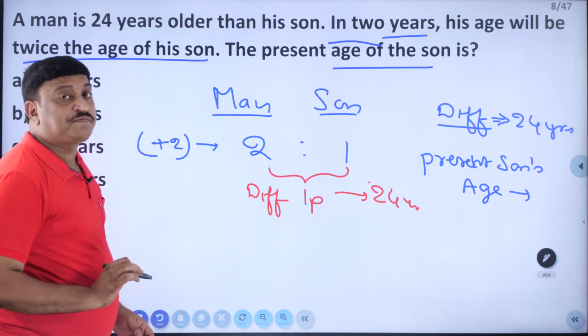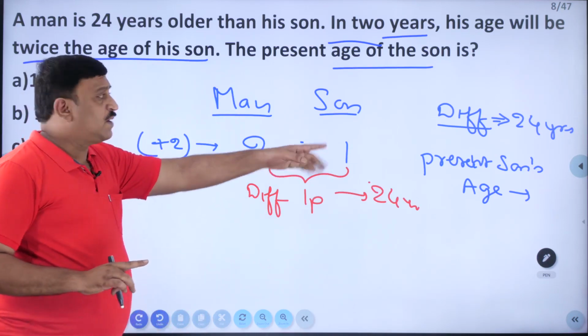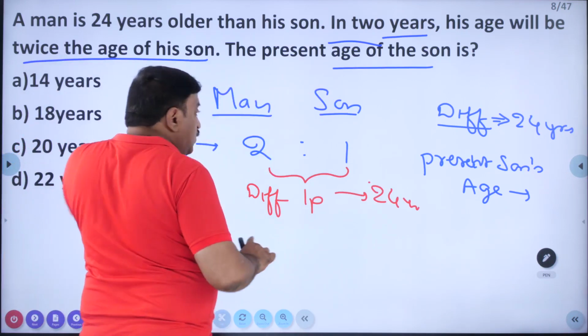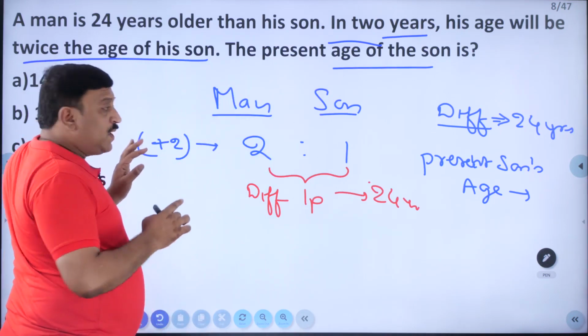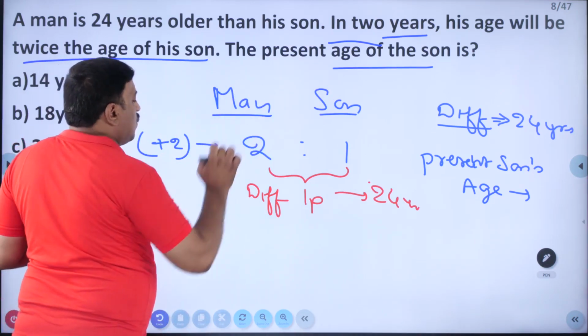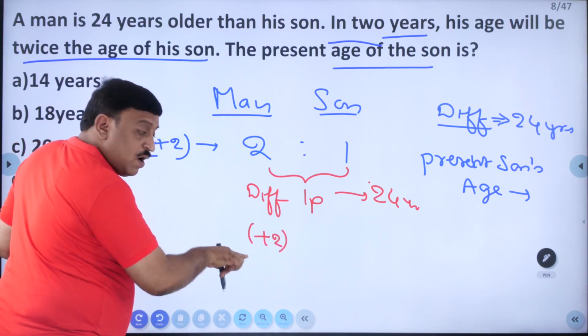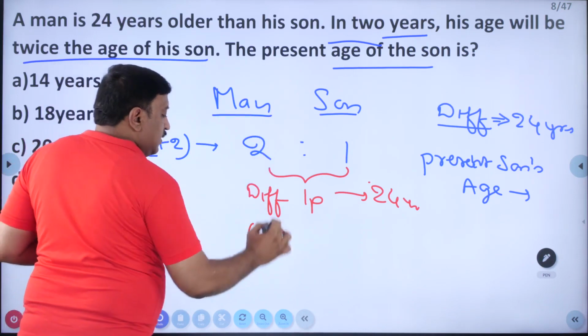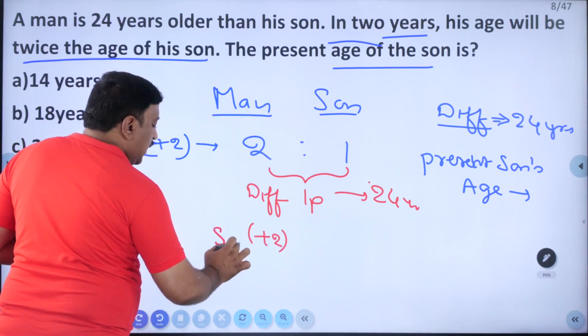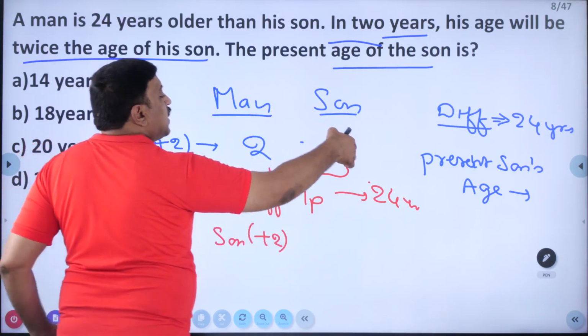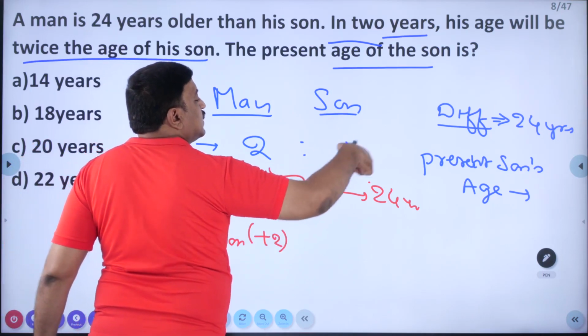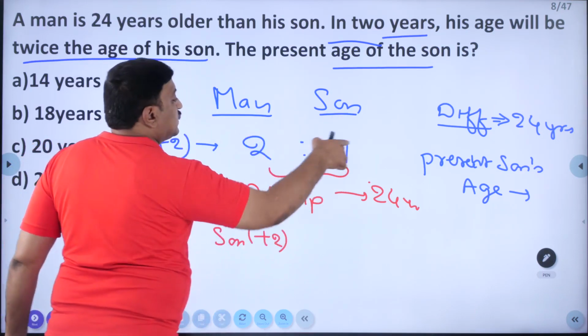Now what to do? I need present son means son's information. Here it is after 2 years. Let me find after 2 years how much it is. After 2 years, be cautious. I'll write son after 2 years. How many parts again? Sons after 2 years is this one.